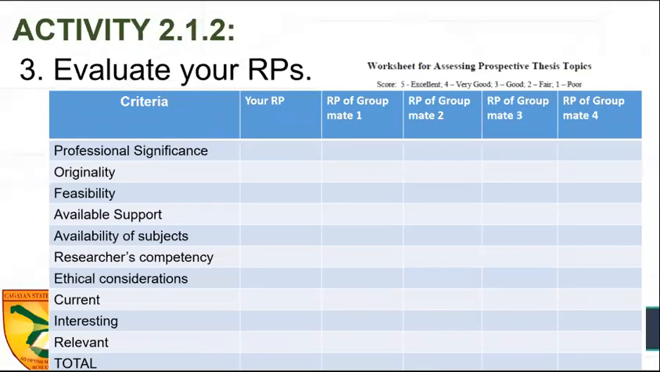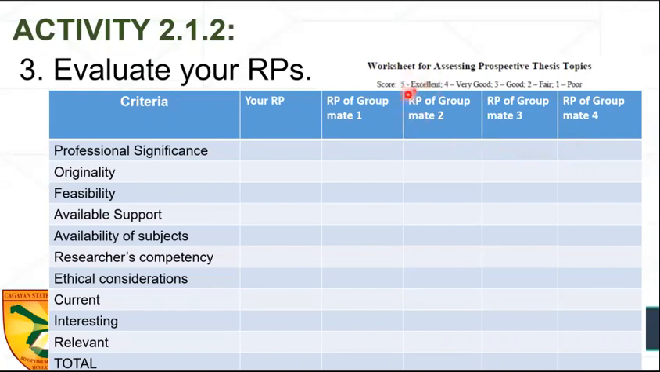So for your activity 2.1.2 number 2, I want you to evaluate your research problems. Remember, each group mate has a research topic, hence a research problem, for number 1. So you will have 4 of these in your submission. You will rate your research problem, then your group mate one's research problem, group mate two, group mate three. So remove group mate four because you are only four in the group.